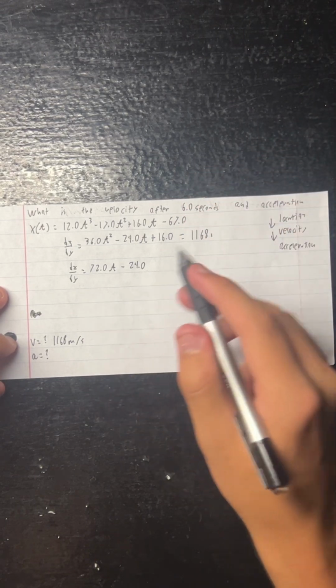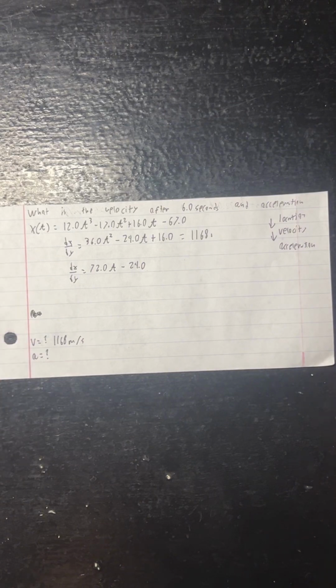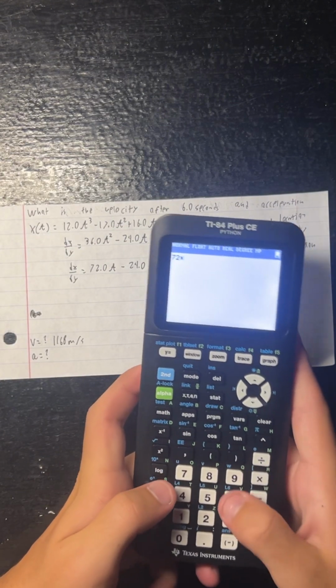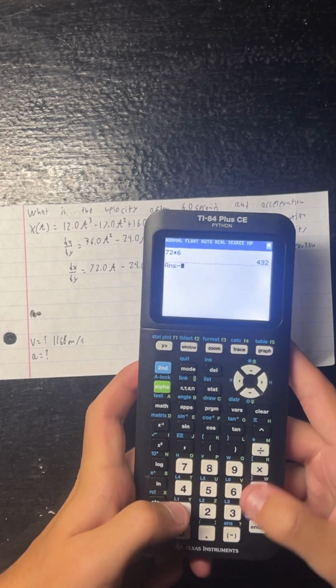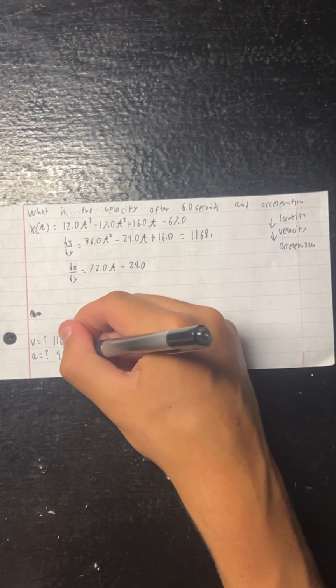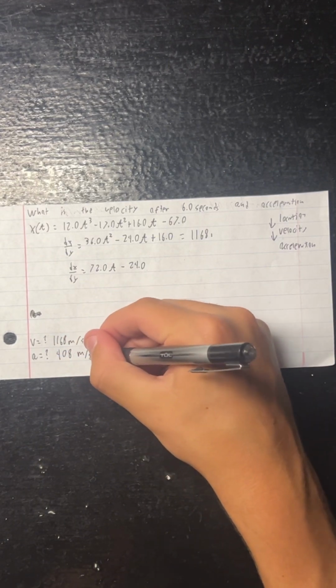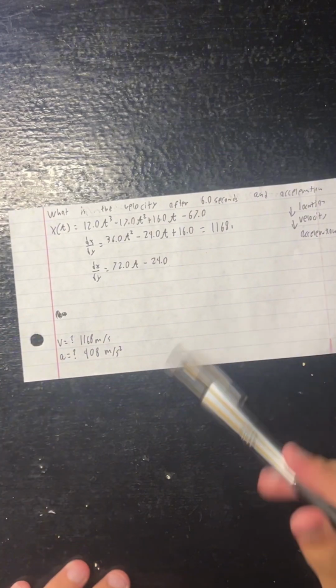And then the derivative of a constant is 0. So this is now our new acceleration equation, and we just plug in 6 again. So 72 times 6 minus 34, and we get 398. So our acceleration is 398. And what are the units for that? It's meters per second squared. And that is how we find the velocity and acceleration.